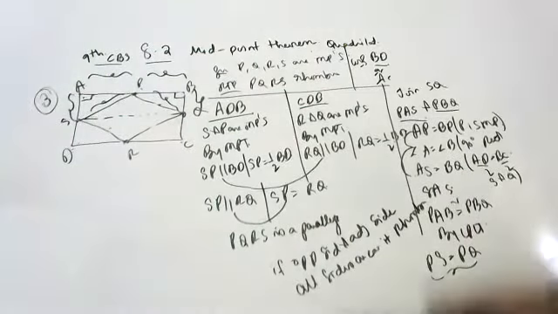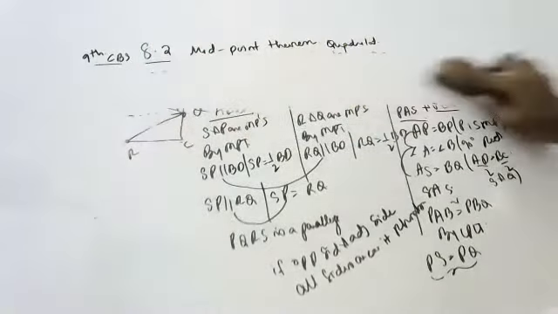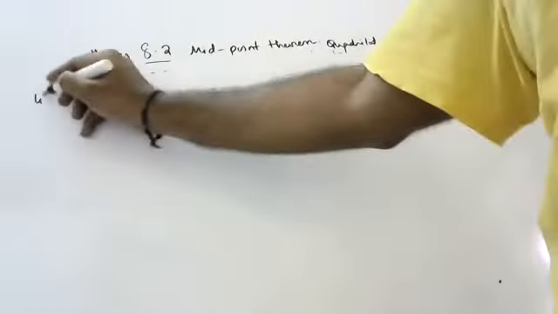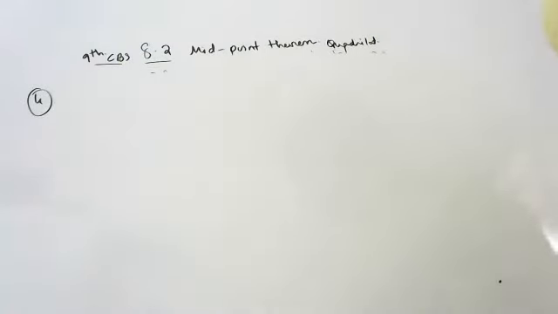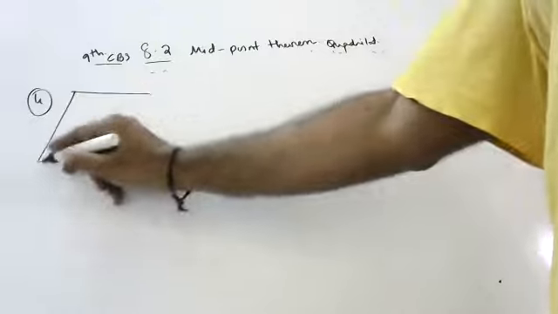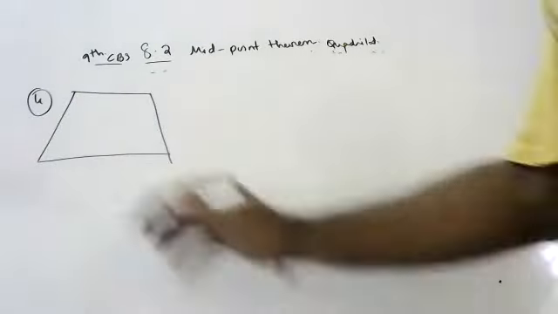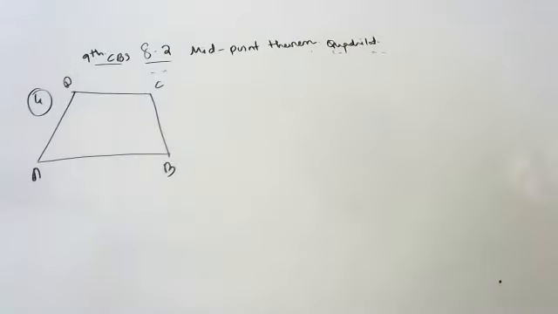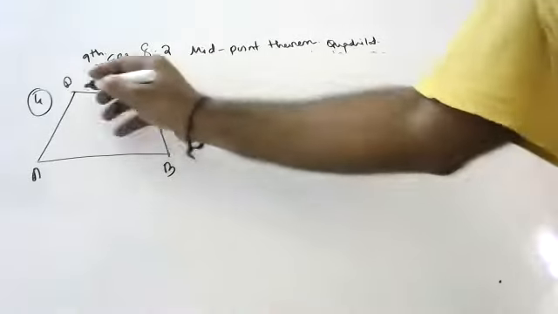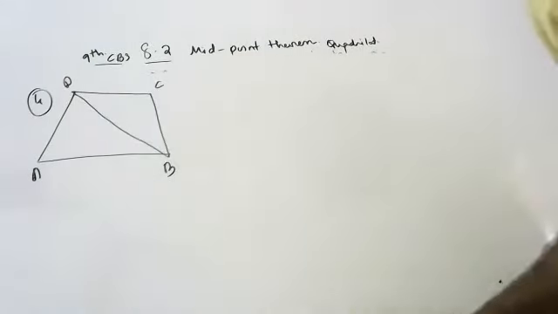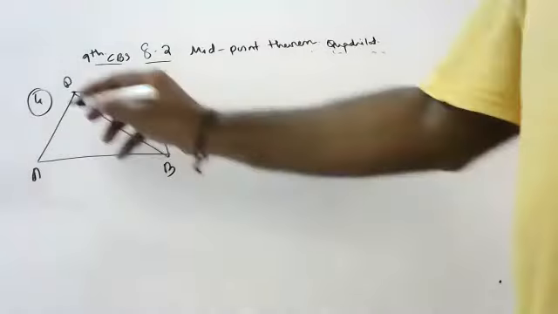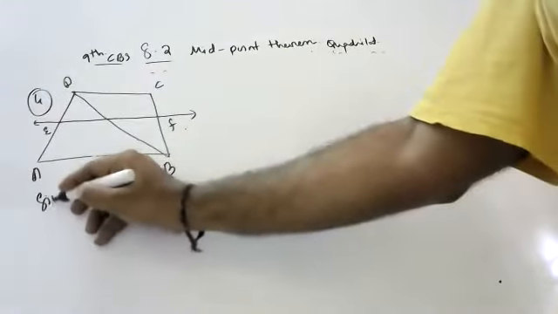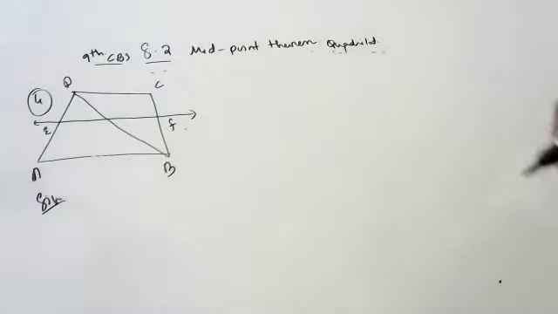Next question. Fourth question. ABCD is a trapezium. BD is already joined, and EF is joined like this, as they have given in the book. So please check the given structure, what they have said.